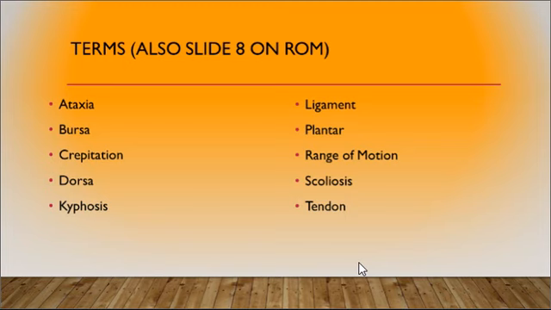Range of motion is the extent of movement of a joint. Scoliosis is the S-shaped curvature, usually the thoracic. It can sometimes go down into the lumbar. And I already told you tendon, which is your muscle to bone.